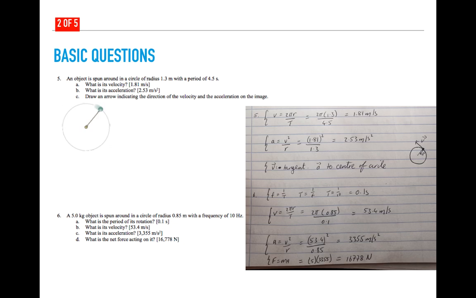Okay, an object is spun around. What's its velocity? I use the same thing here. The velocity vector is constantly changing, so they should have said the speed, or you should be asked for the speed or the magnitude of the velocity. Speed is distance over time. We're assuming one full revolution of the circle, so it completes one circumference of the circle, 2 pi r, in a time equal to the period. So fill in your values, get 1.81.